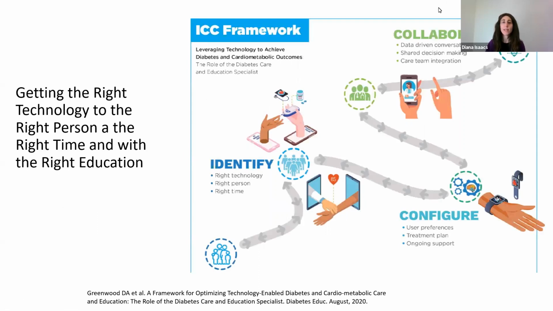It's called the ICC framework. This is actually from a new paper that is in the Diabetes Educator in the August 2020 issue. And this is really where we try to get the right technology for the right person at the right time with the right education. And we do it by identifying what that right technology is, helping to configure that based on user preferences and providing ongoing support. And then we're collaborating with data-driven conversations, shared decision-making, and care team integration.